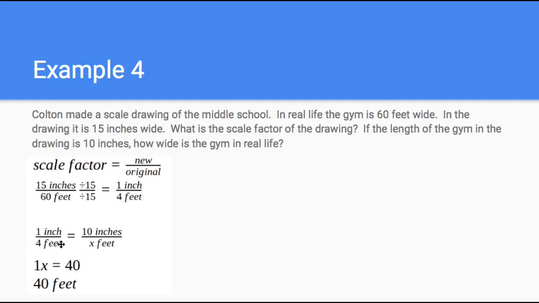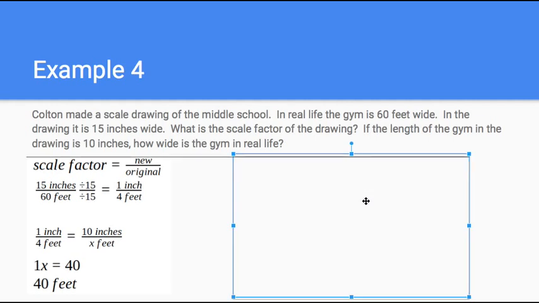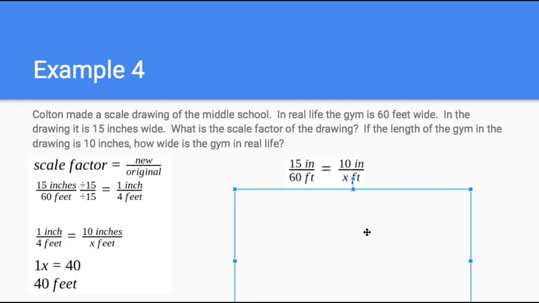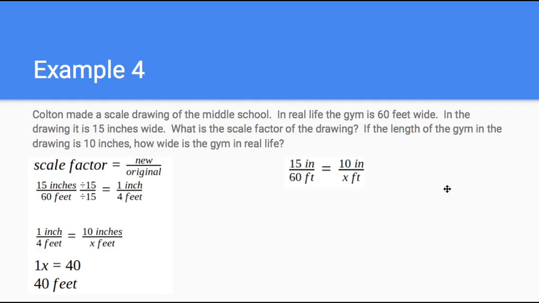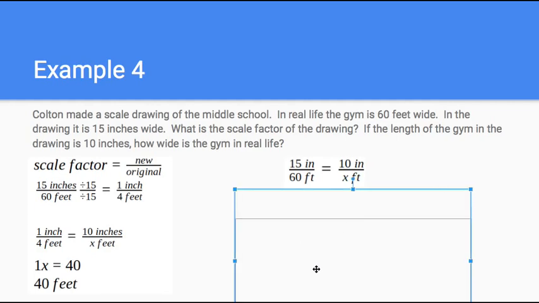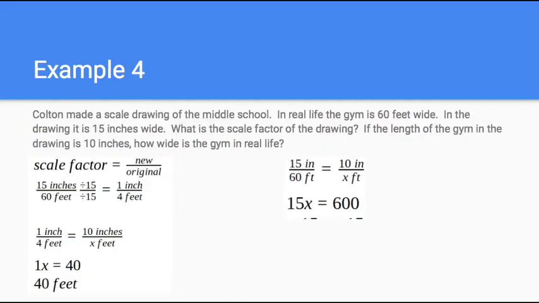Now, in this case, I used my scale factor. You could have solved it by going back and using the raw data from the problem. I knew that. So I have 15 inches over 60 feet is equal to 10 inches over x feet. Cross multiply. So 15x is equal to 600. Divide both sides by 15. And again, we get x equals 40 feet. So both ways we get 40 feet as the answer.